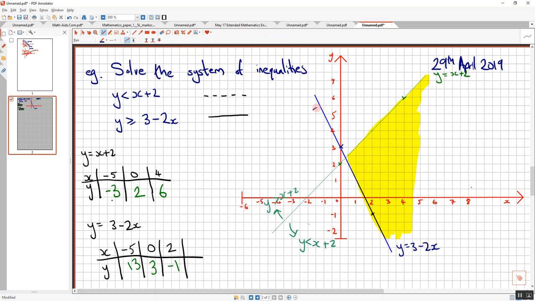Do we write anything in the shaded area? No. So underneath the blue line, y is less than, and above the line, or equal to. Above the line, y is greater than or equal to 3 minus 2x. And in this region, both these things are happening at the same time, okay?